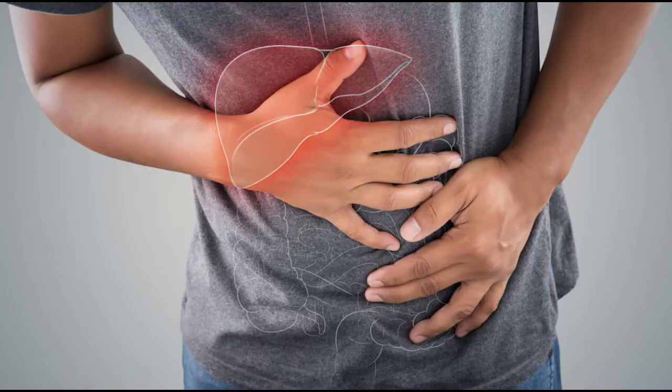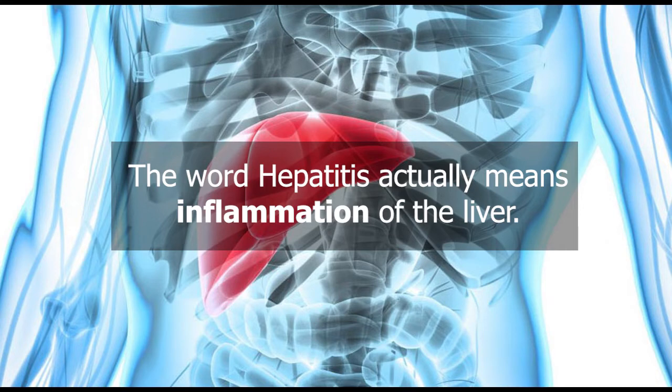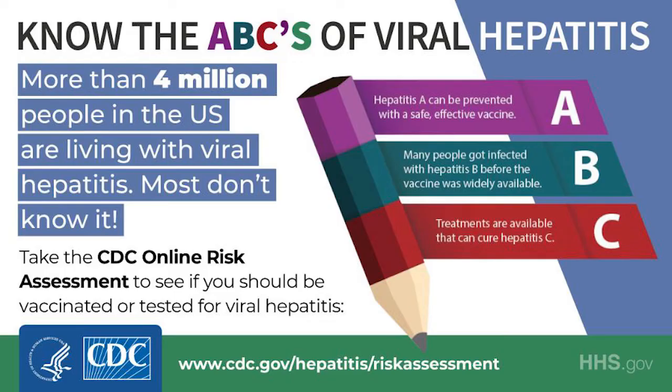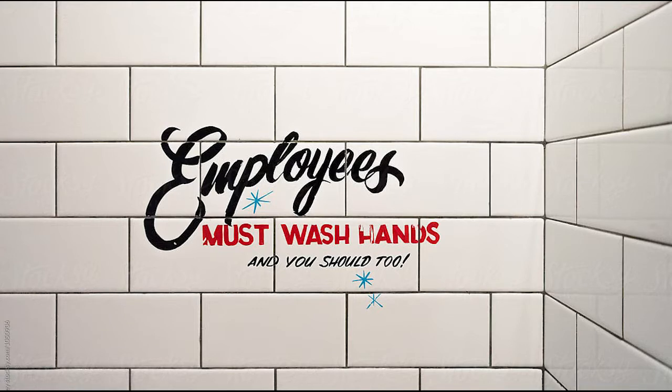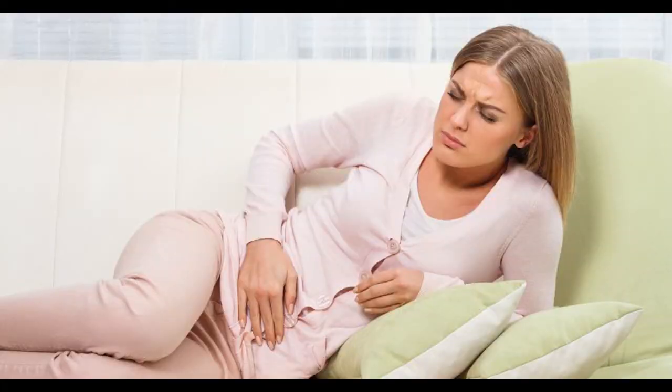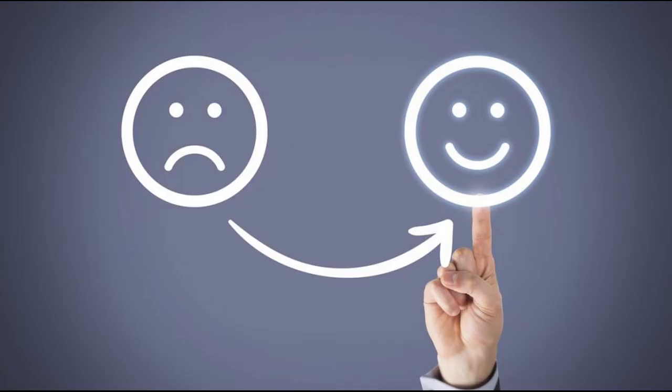Hepatitis is an infection that attacks the liver. The word hepatitis actually means inflammation of the liver, and it's caused by a virus or even a toxin like alcohol when it's heavily abused, the three most common types being hepatitis A, B, and C. Hepatitis A usually comes from contaminated food or water, or from close contact with a person or object that's infected. Mild cases of hepatitis A don't require treatment. Most people who are infected recover completely with no permanent liver damage.